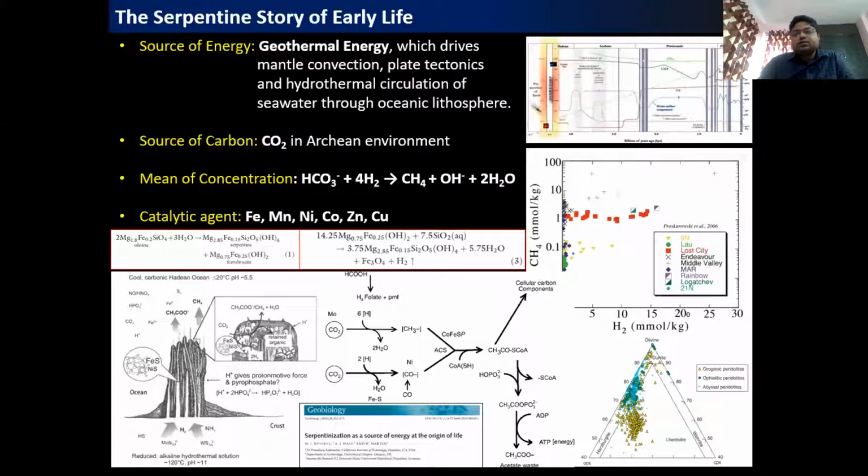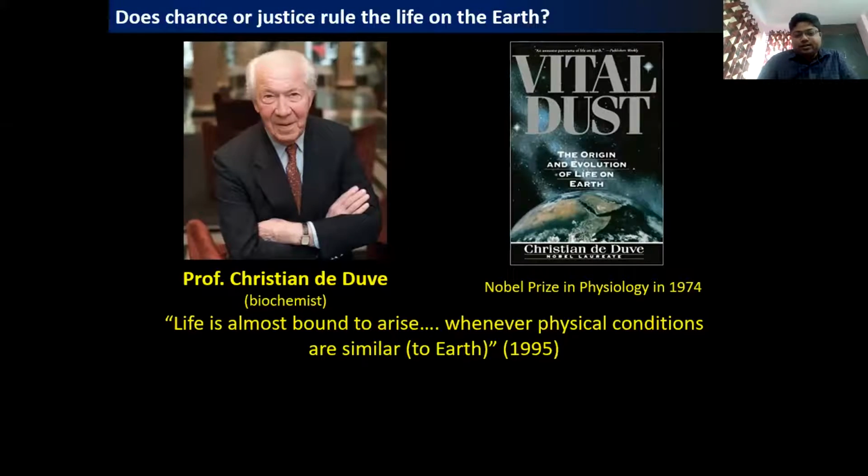And for the last 20 years, you will find almost 50 Nature papers on the same reactions and same topics. And because of this, there is another famous scientist who is actually a biochemist, Professor Christian de Duve, a Belgian-born scientist. He also got the Nobel Prize in 1974. He gave this idea that life is almost bound to arise whenever physical conditions are similar to Earth. And this is one of the main theories today for moving forward.